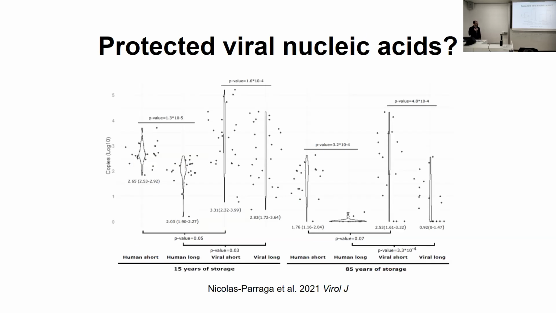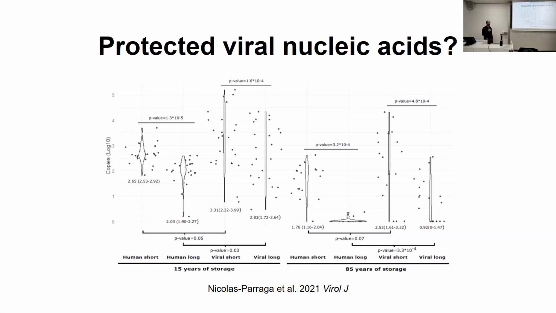Another interesting hint that exists in the literature at the moment is that maybe in these specimens, viral nucleic acids are somehow protected from degradation. So here is a little study that was published last year, which focused on human papillomavirus type 16, which is the most carcinogenic one. Basically, what you see is what was obtained from samples that were kept for 15 years in storage or 85 years. You see the quantification of human DNA here, and here of the virus DNA. It's a DNA virus. And what you see is that human DNA decreases by a lot in 70 years, much more dramatically than viral DNA, okay?